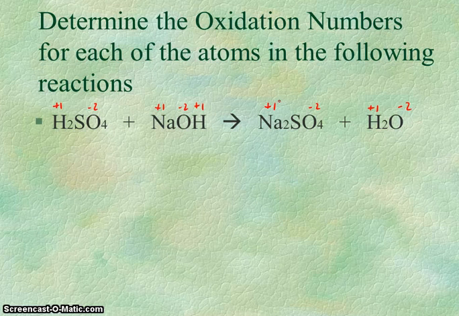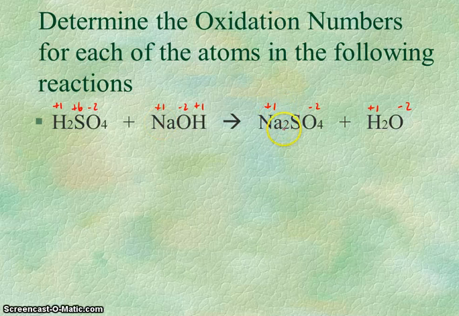We have to figure out what sulfur is. So this has to add up to 0. -2 times 4 gives us -8. +1 times 2 gives us +2. So sulfur is going to have to be a +6 to add up to 0. If we look at sodium hydroxide, +1 -2 +1 adds up to 0. So we're good here.